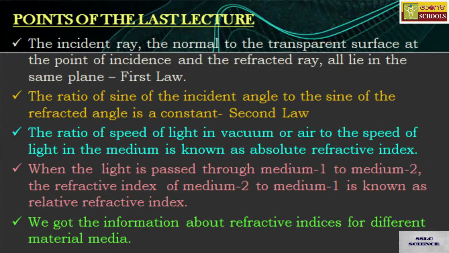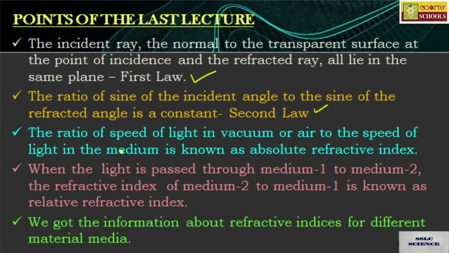In the last class, dear students, we came to know about these points. Let me recap what we learned in the last period. First point, the first law of refraction: the incident ray, the normal to the transparent surface at the point of incidence, and the refracted ray all lie on the same plane. So that is our first law. The ratio of sine of the angle of incidence to the sine of the angle of refraction is a constant. That is our second law. These two laws are called the laws of refraction.